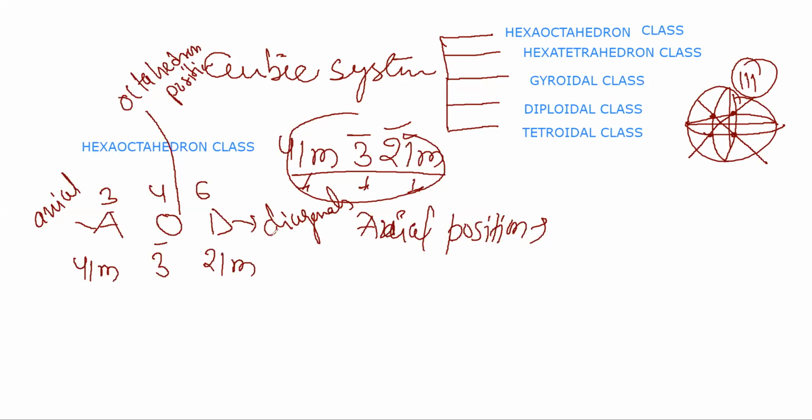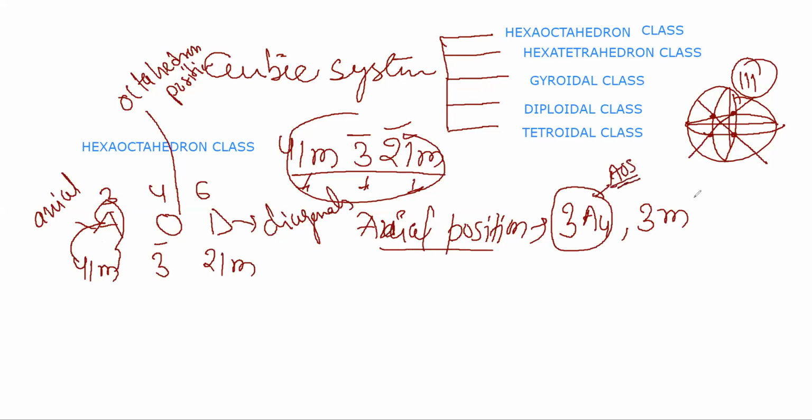So if we want to calculate now what symmetry elements are at the axial position, what we have to draw at the axial position, for that what we will be doing? 3A4. We have got 3A4 and 3 mirror planes, 3M. What is the symmetry here at the axial position? 3 axes of 4-fold symmetry, which is AOS, axis of symmetry, and 3 mirror planes, which is POS, plane of symmetry, here at the position of axis.